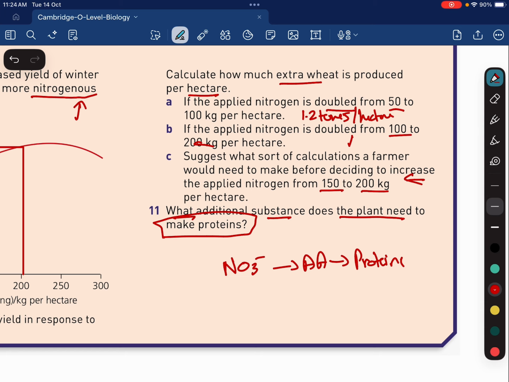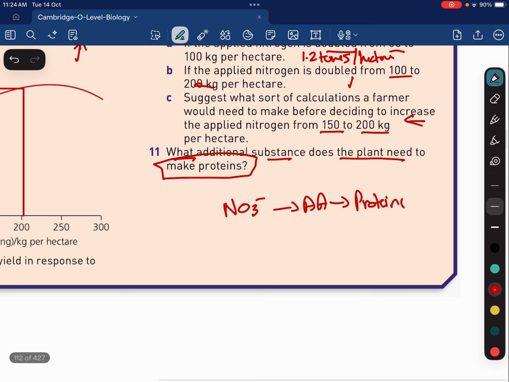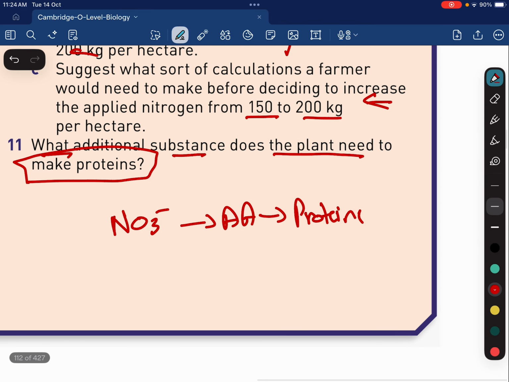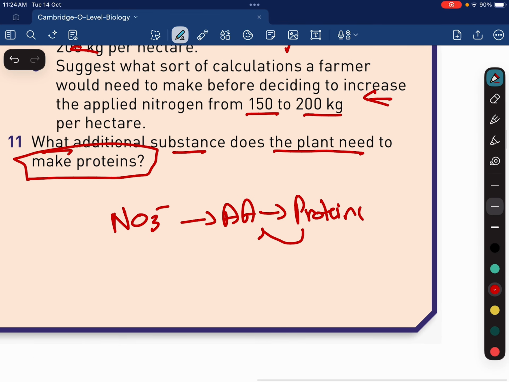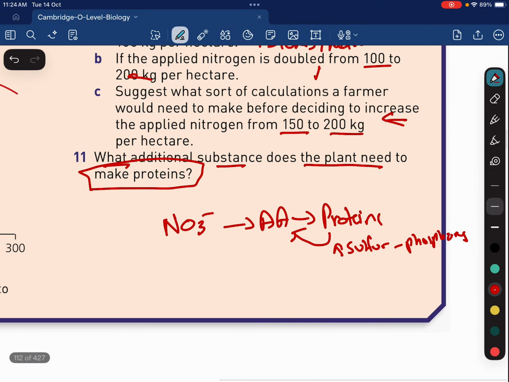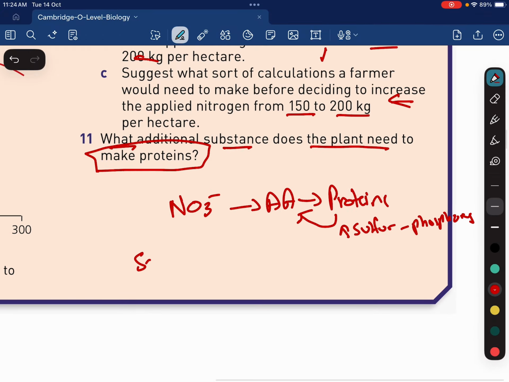So basically in here, how you're supposed to answer this question is as simple as, we know proteins are made up of amino acids. However, proteins also contain sulfur compounds, right? Or they could also contain phosphorus compounds. So there are other substances which could be absorbed from the roots. It could be sulfate ions, right? And it could be phosphate ions as well. So these are a few things that we have to keep in mind.